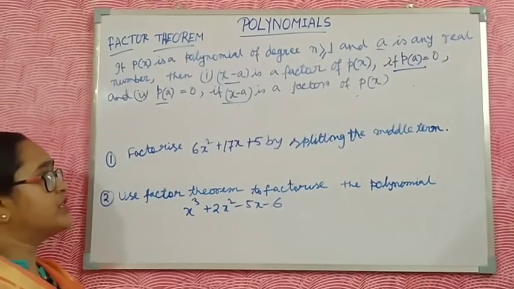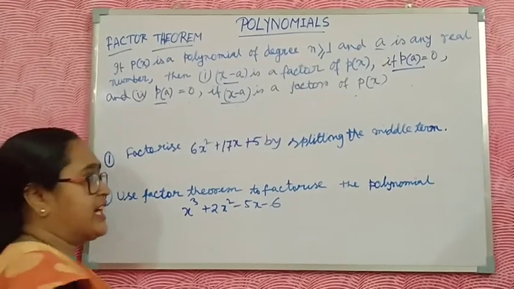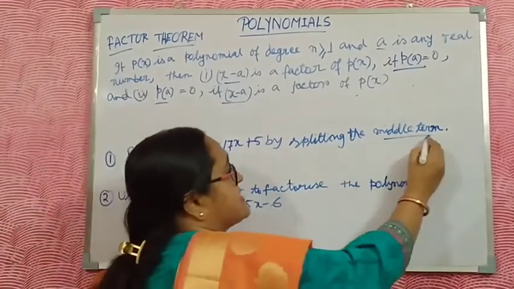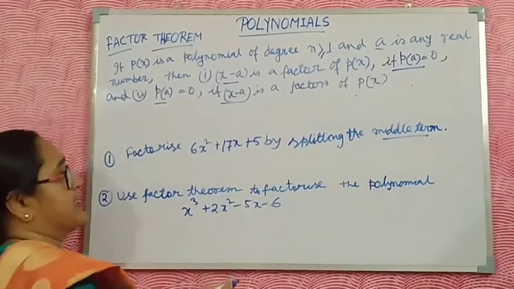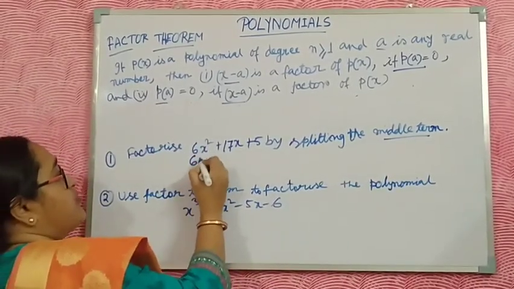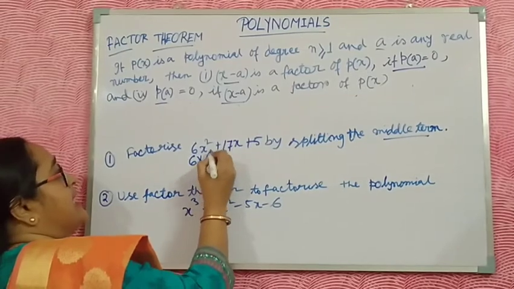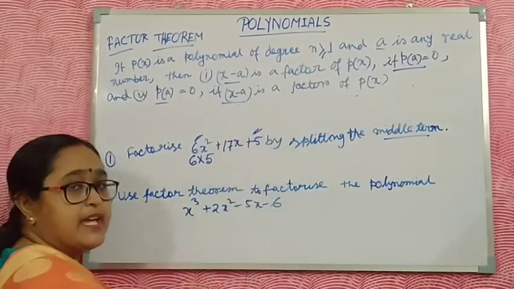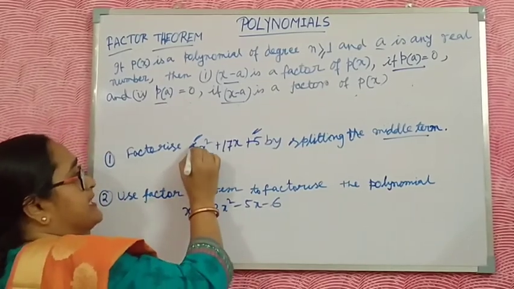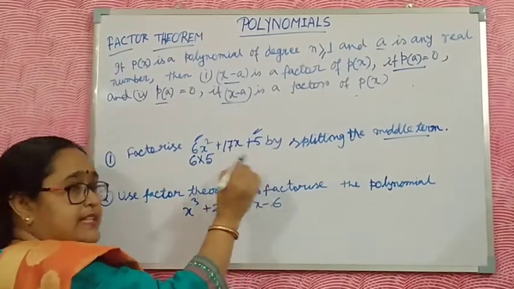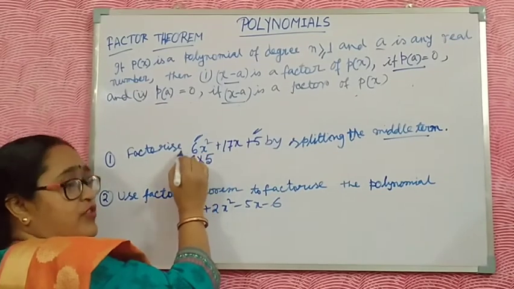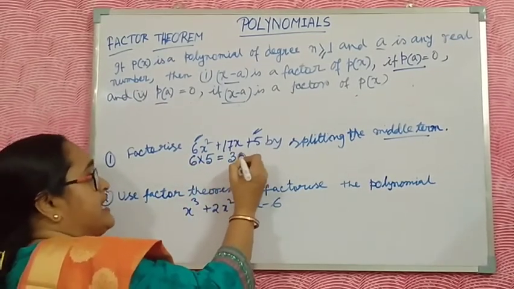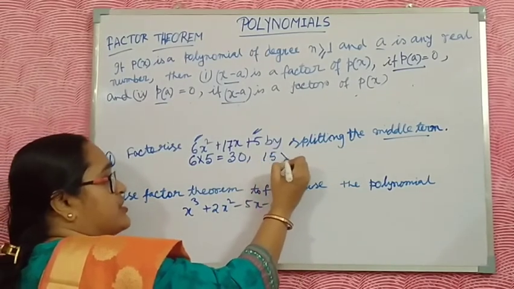Now I am going to discuss factorization by splitting the middle term. What is this? The splitting of the middle term: you have to take the means and the extremes. First you take the two extremes, the coefficient of x square and the constant term. You just do the multiplication. Then you find the factorization.